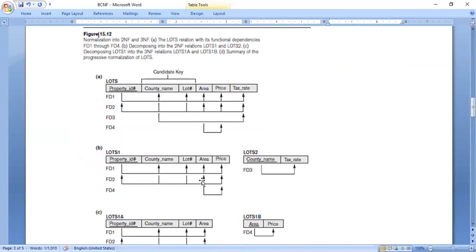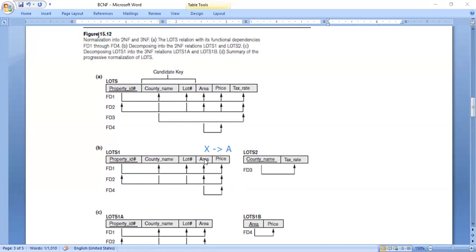Let us analyze this functional dependency, whether it fits in the third normalization. What does the third normalization rule say? If such a functional dependency exists, to understand it, let us name this area as X, and that determines A. Area is X, and price is A. When such a scenario exists, as per the third normal form, the rule says X should be a super key, or A should be a prime attribute.